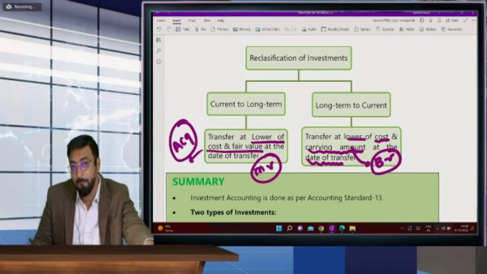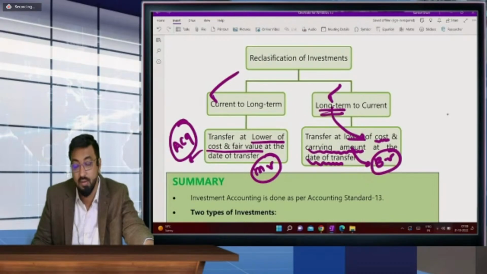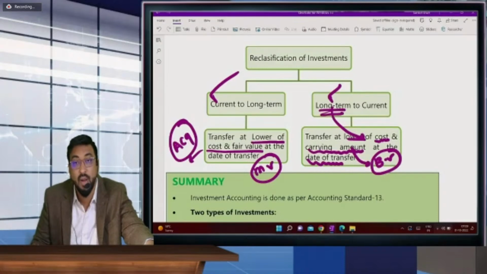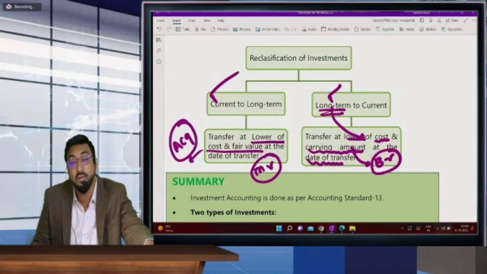Sir, how to remember? See, current is always shown at cost or market value, whichever is lower, and long-term is always shown at cost. So the rule of the first one is applied, that is current or long term. For current, lower of cost or fair value on date of transfer, and for long term, book value or cost, whichever is lower. Okay, so long term is recorded at which price?